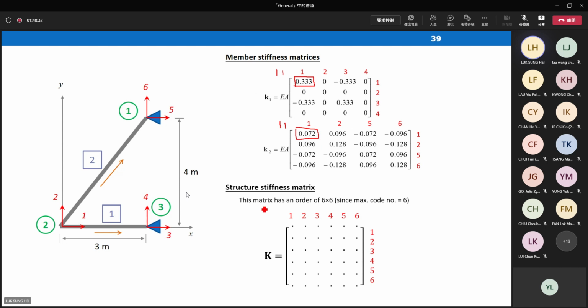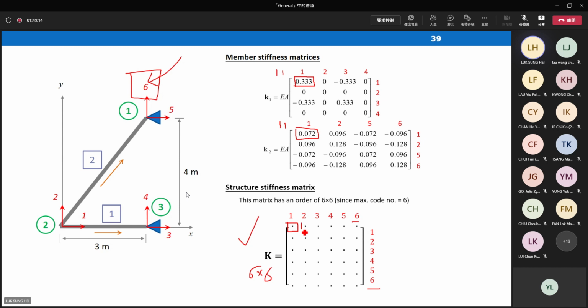Before doing the additions, I always encourage students to first look at the overall dimension of the structure stiffness matrix. K is a 6x6 matrix. Why 6? Because the maximum code number is 6. This tells you our final dimension of K, 6x6 matrix. And what is the first element? The first element at the top left-hand corner with index 1, 1, which is equal to 0.333 plus 0.072. And then you just do it element by element by their positions.